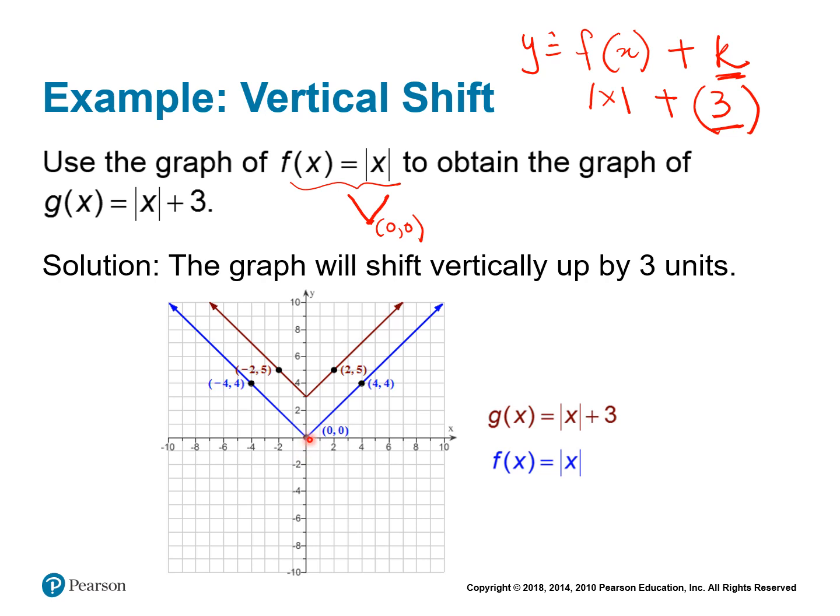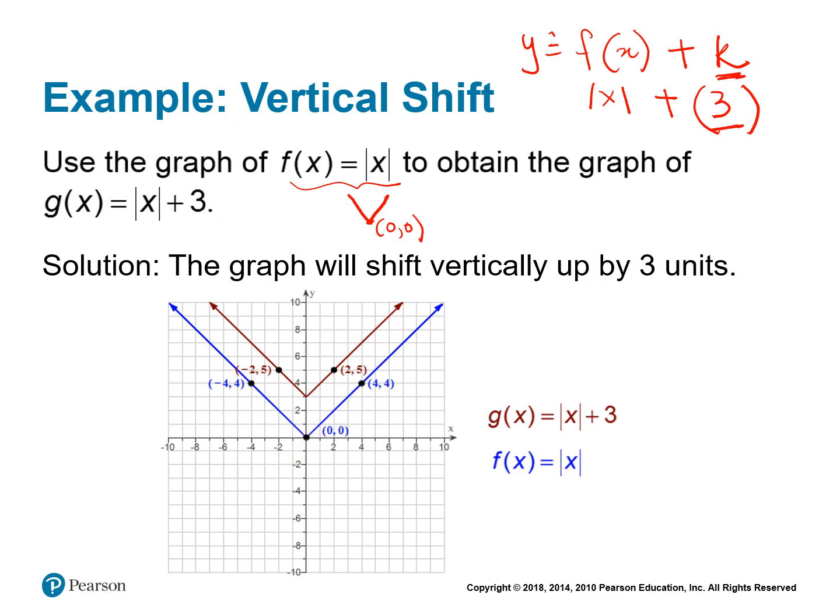So it's moved up 1, 2, 3 units. Everything else remains the same. The shape, the direction, everything else remains the same. It has just moved up. It has just climbed up the y-axis by k units, whatever the k is. In this example, k was a positive 3, so it moved up.